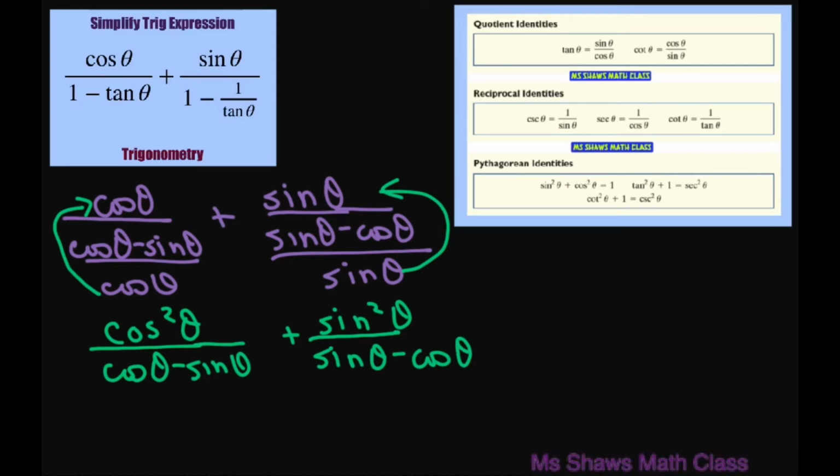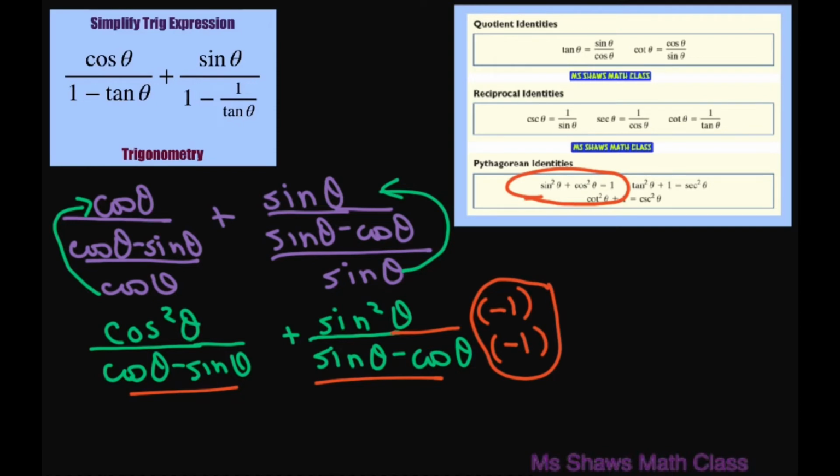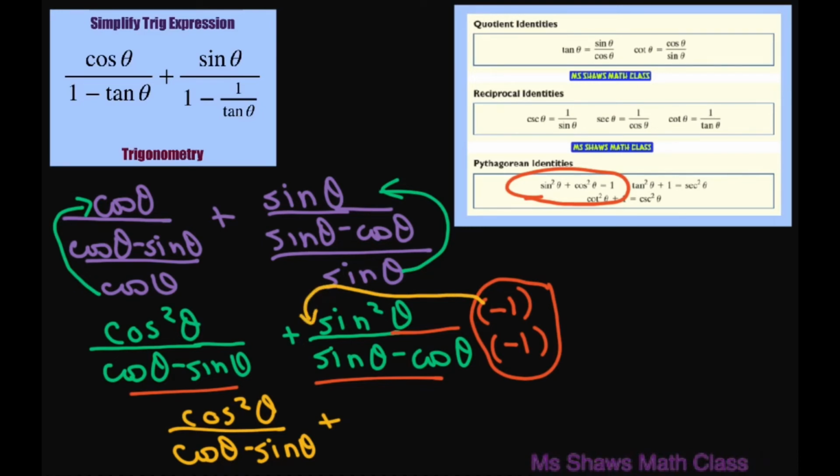Now what I notice is these are almost the same, except they're flipped around. I also know my numerator has this Pythagorean identity in it. So what I'm going to do is multiply my numerator by -1 and my denominator by -1. These equal 1, so I'm just redressing this a little bit. So that's going to give me cosine squared of theta divided by cosine of theta minus sine of theta. And now this piece here, if I multiply -1 by this, I'm going to get minus sine squared of theta. And when I multiply, this flips around, so you have cosine of theta minus sine of theta.